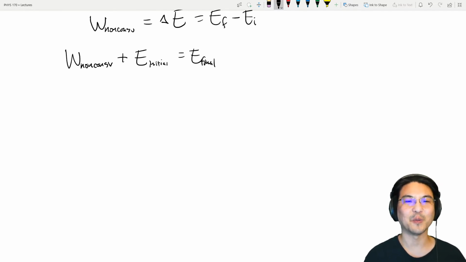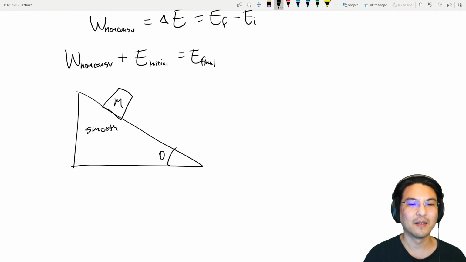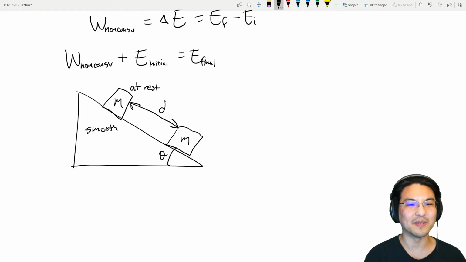So let's do a few practice problems like that. So let's start with maybe a straightforward one. Here's a block. And let's say this is smooth for now. And let's say you release this from rest. And it slides down the ramp and then it's down over here. And let's say this is some distance d. Okay, how fast is it going over here?